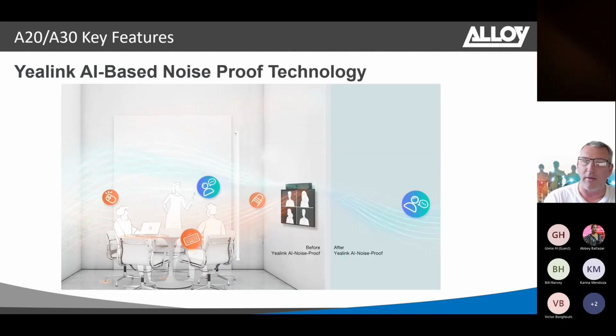Okay, another one of Yealink's AI-based features in these systems is their noise-proof technology. So what that's going to do is actually cancel out any unwanted noise. So if somebody's in the room and they're clicking a mouse or typing on their keyboard, Yealink's AI-based technology is going to cancel out that unwanted noise and only allow the noise that you want in that meeting, being the people that are actually speaking.